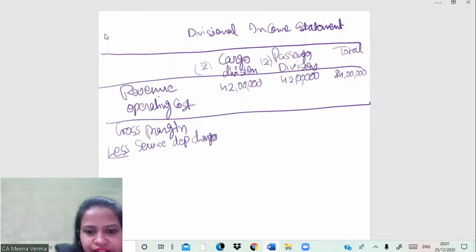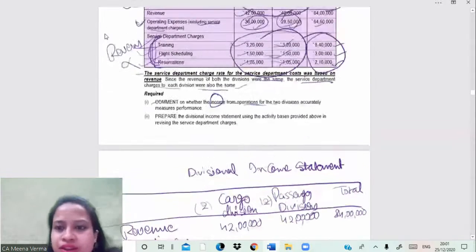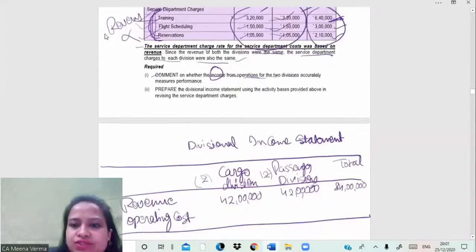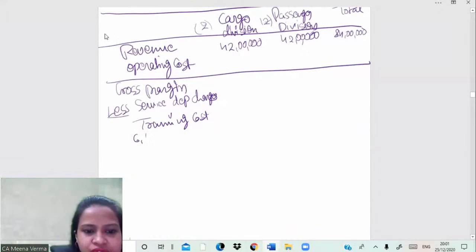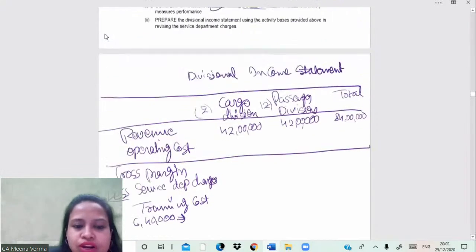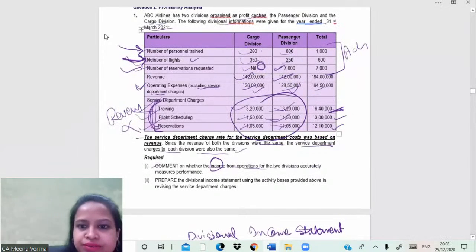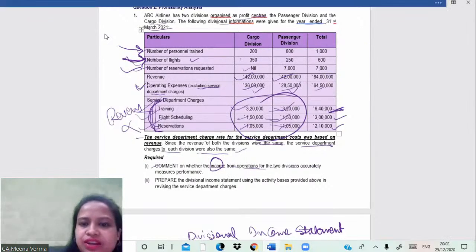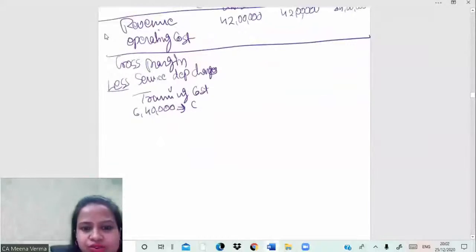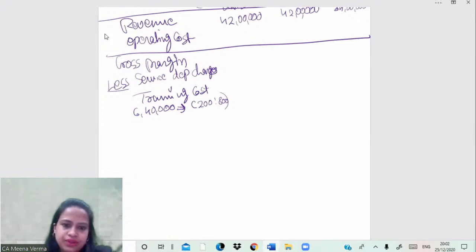Okay. How will we find that? First, training cost. What is the training cost here? You can see 6,40,000 is the training cost, and you will apportion this on the basis of the number of persons you have trained. The number of persons trained here is 200 and 800. On the basis of this, you apportion this. Training cost.